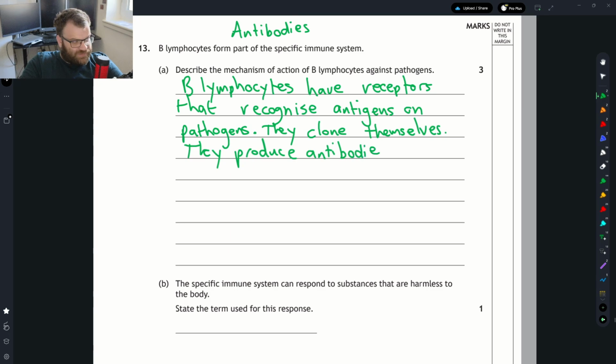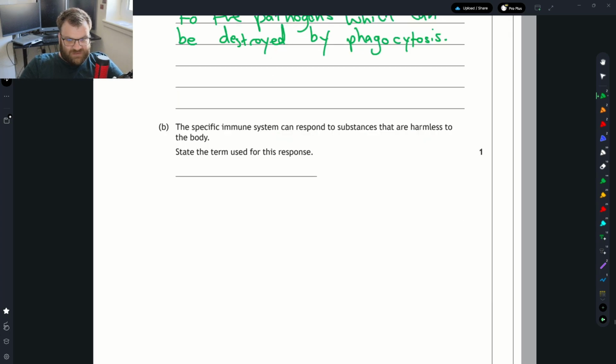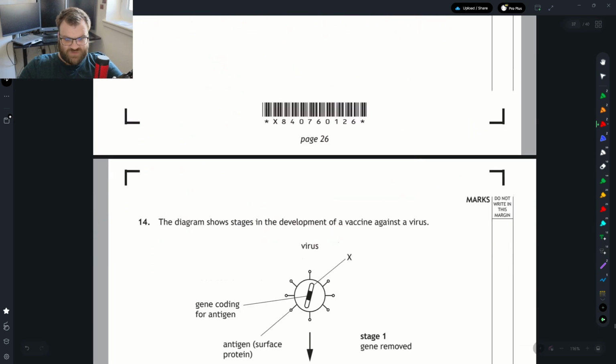They produce antibodies that bind to the pathogens, which can then be destroyed by phagocytosis, by the phagocytes, engulfed and digested. In this one, we have a response from the B lymphocytes to harmless things. That's things like pollen, dust, and dander. That would be described as an allergy. If we have T lymphocytes attacking their own cells, that is described as being an autoimmune disease. Questions might play those two off against each other.